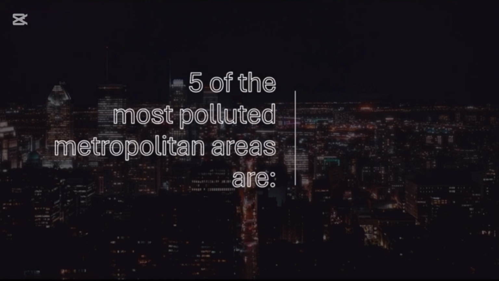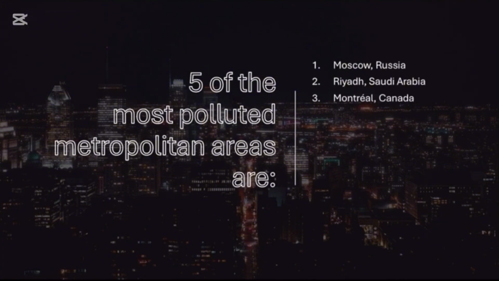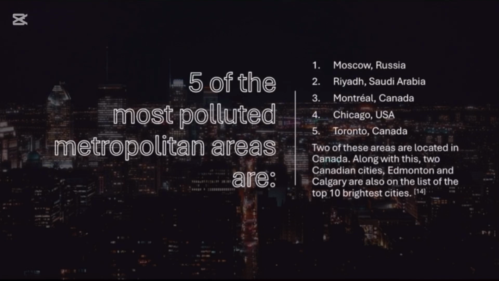Places with Class 9 light pollution are scattered around the world. 5 of the worst metropolitan areas are Moscow, Russia, Riyadh, Saudi Arabia, Montreal, Canada, Chicago, USA, and Toronto, Canada. 2 of these areas are located in Canada. Along with this, 2 Canadian cities, Edmonton and Calgary, are also on the list of the top 10 brightest cities.